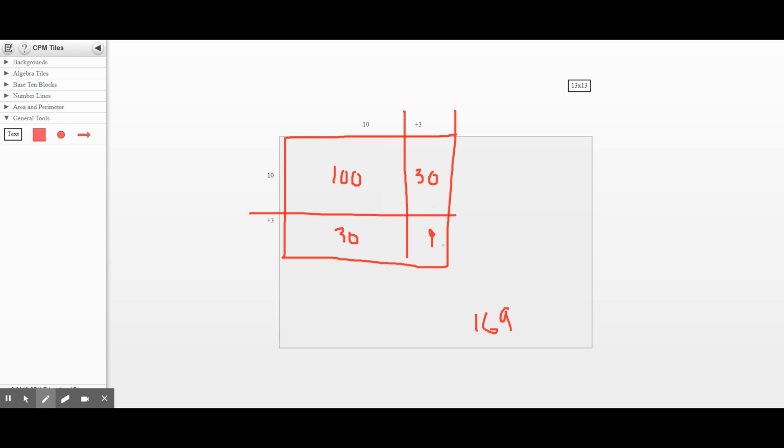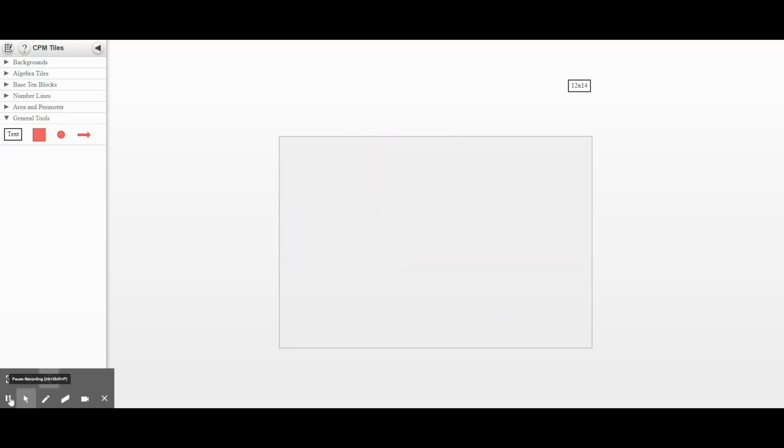The nice thing about this is I can chunk it up any way that I want to. I could have done 10 plus 2 plus 1. I could have done 10 plus 1 plus 2. Any of those would have been helpful. So use that idea in order to solve the next question.